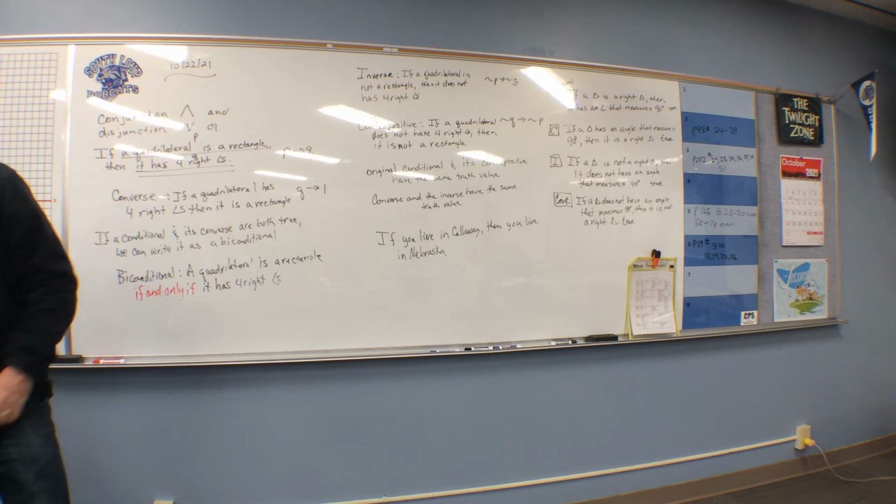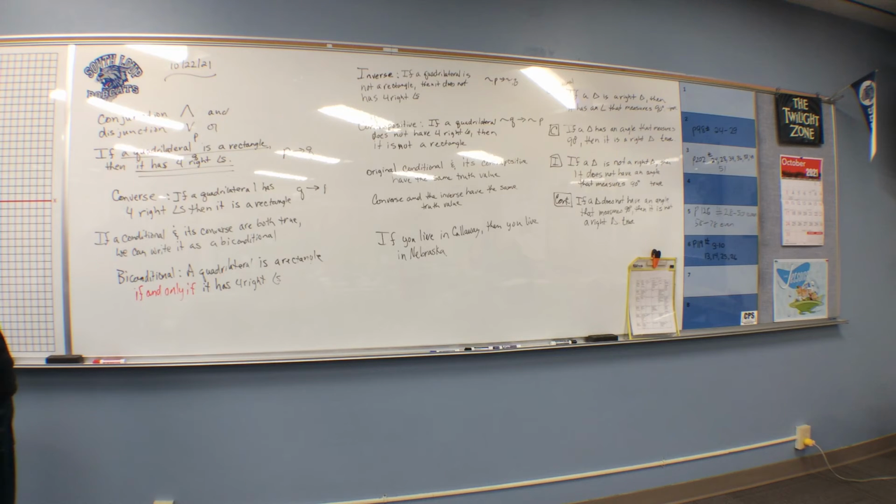Okay, what about 64 through 68? It says rewrite each statement as a biconditional, then determine whether the biconditional is true or false. Lines that do not intersect are horizontal. What would be the biconditional of that? Lines do not intersect if and only if they are horizontal.